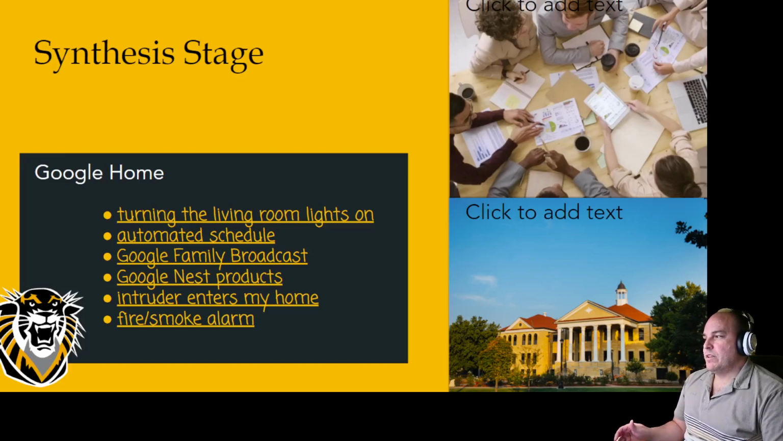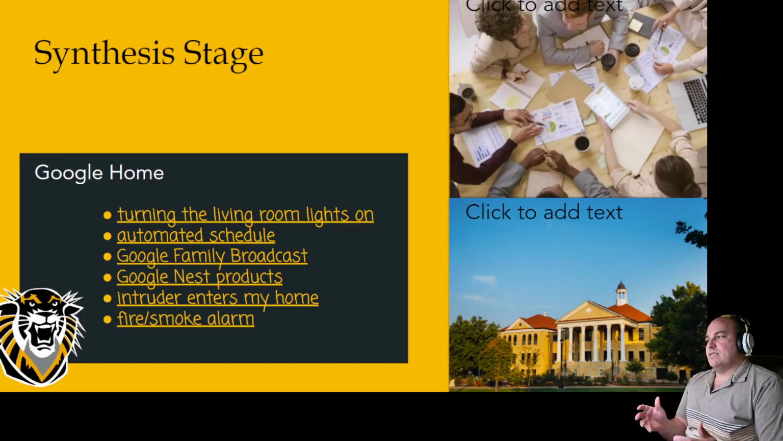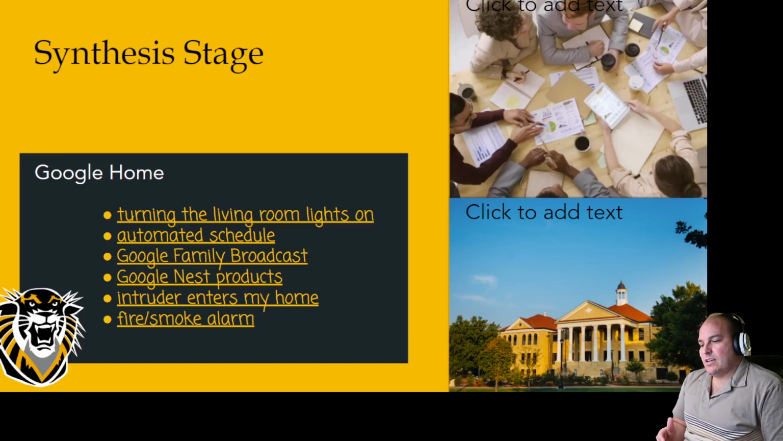So some of the great things with Family Broadcast is my brother lives downstairs and we live in a two-story home. I can simply just say to Google to family broadcast, and then I say my message, and then he gets it on his Google Nest or his smart speaker.